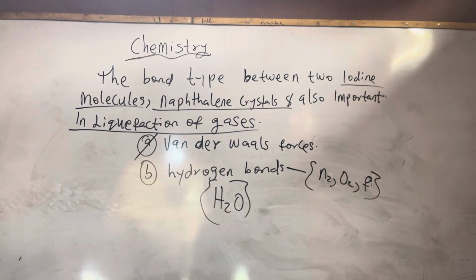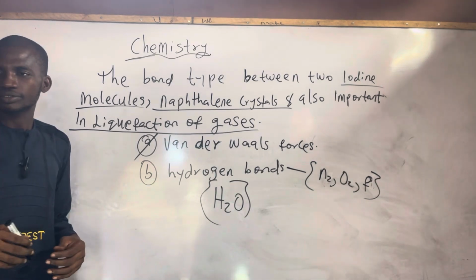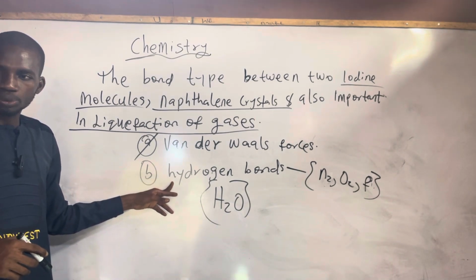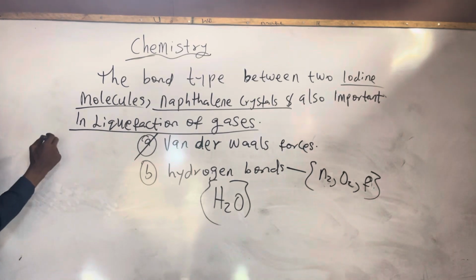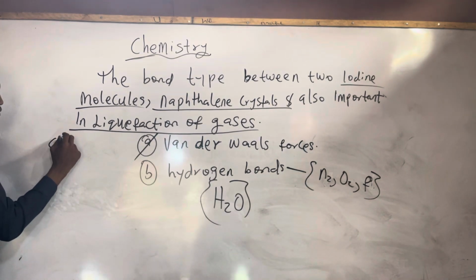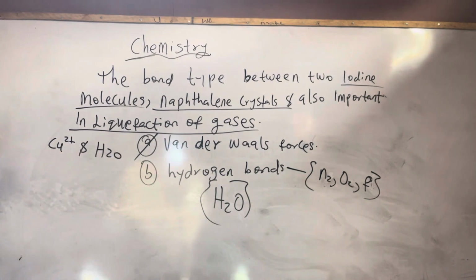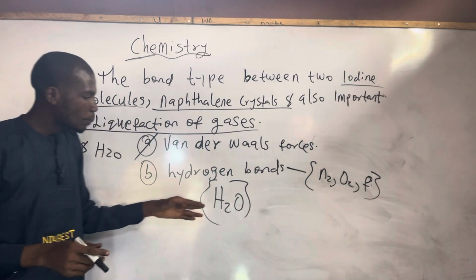Water. Is it hydrogen bond, ionic, or covalent bond? What kind of bond is in water? Only water is hydrogen bond. The one you're talking about, copper ion and water, is different. That one is coordinate or dative. But this one is a bond between hydrogen and a strongly electronegative element.